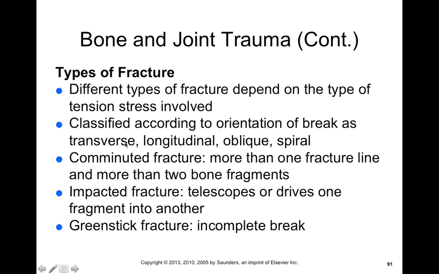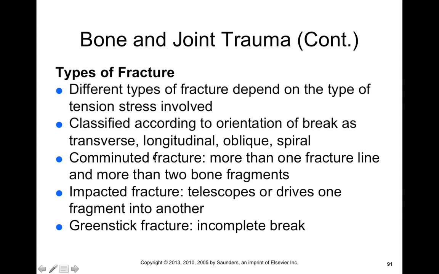So transverse is a horizontal plane, so it goes across. Longitudinal means it's going down the length of that bone. Oblique means it's at a sideways angle, a 45-degree angle to the longitudinal length. And then spiral means it wraps around the bone.